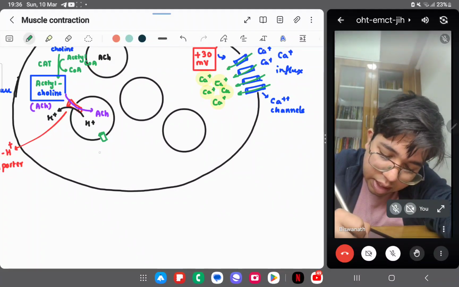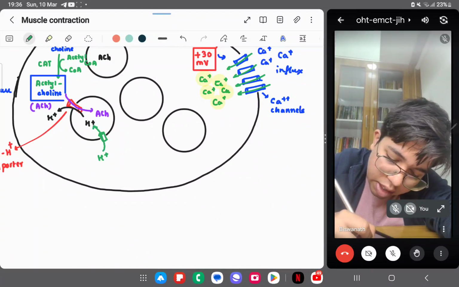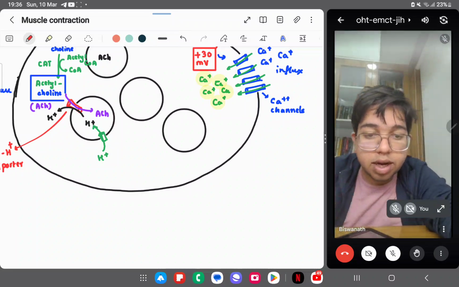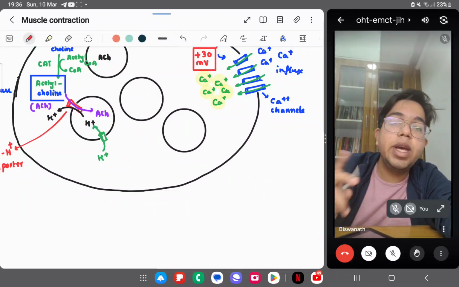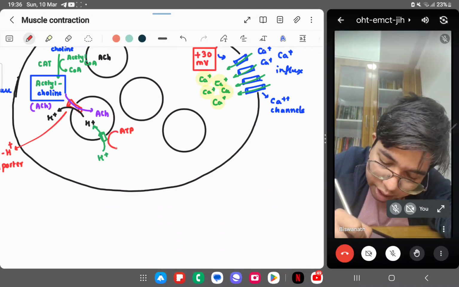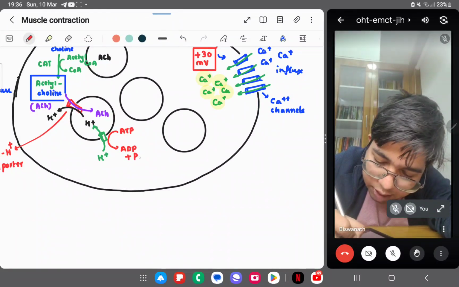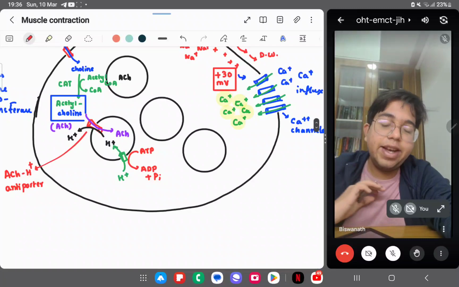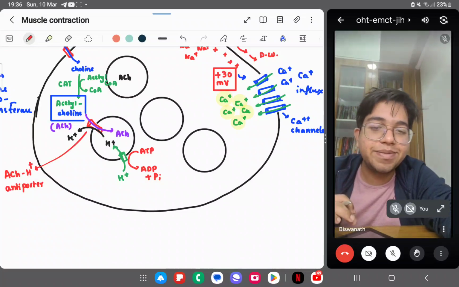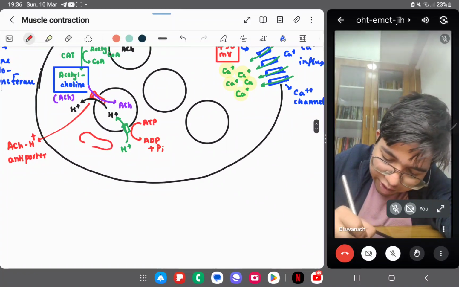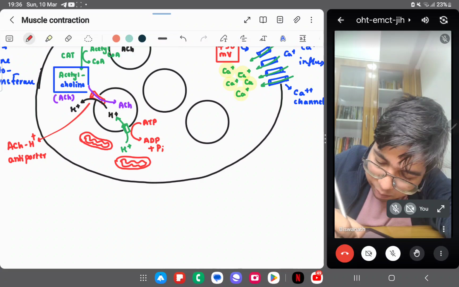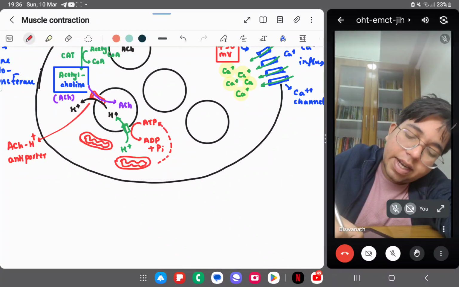So this H plus is regenerated from H plus outside, which comes over here, and as it is moving against the concentration gradient, it will be using the energy from the ATP itself. ATP is being hydrolyzed to ADP plus Pi. So we need ATP to bring the ACH inside. So who provides ATP? Mitochondria. So we'll have tiny beautiful little mitochondria that would be providing this ATP.